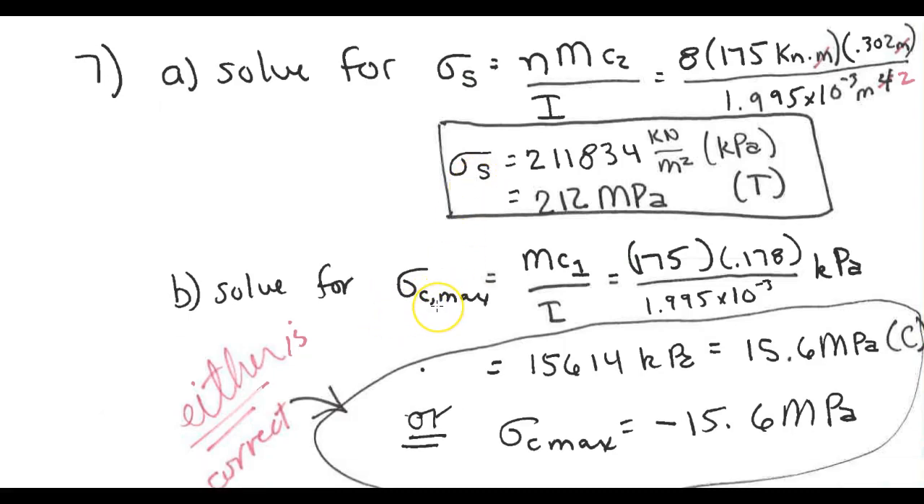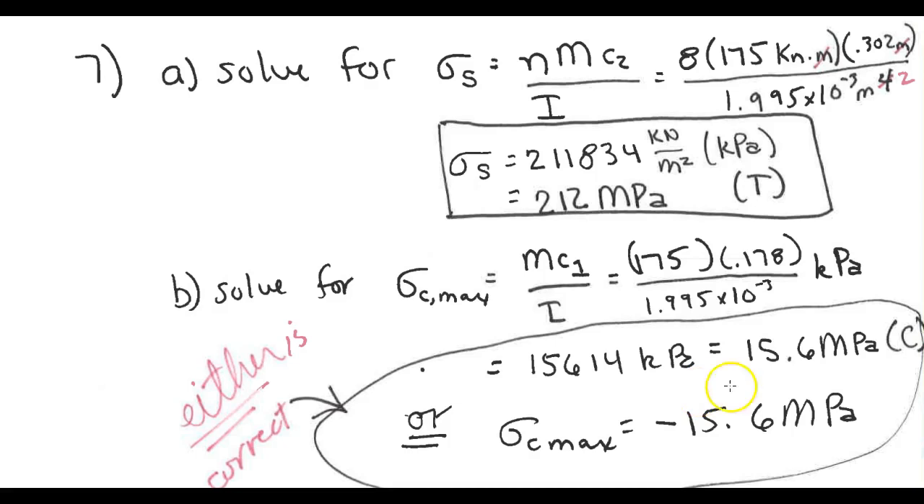Now, to find sigma max in the concrete, we talked about the fact that this is a linear relationship where it starts as a maximum absolute value at the very top, and it proceeds downward in a linear fashion, at least in a homogeneous section. So we just take the moment, 175, times c, which is the distance from the neutral axis to the top, or the height of that concrete block, and divide it by I. I know from my work up here that that unit will come out to be kPa. So I do the solution, and it's 15,614 kPa, which is 15.6 MPa.